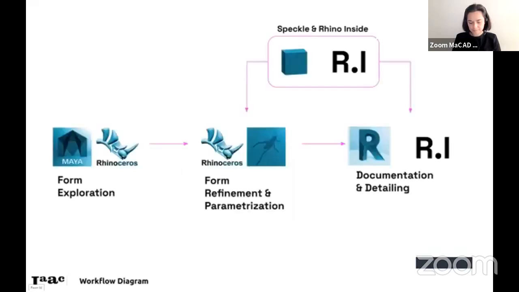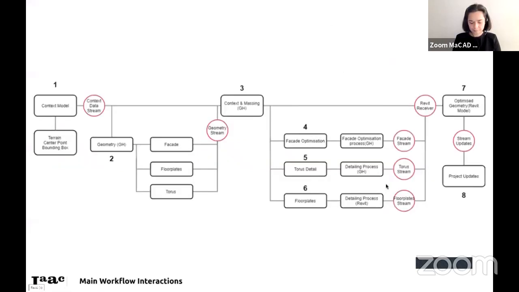So for the main workflow and interactions, our project was divided into three different phases. The first one was the form exploration process, done in Maya and Rhino, followed by a form refinement and parametrization done in Rhino and Grasshopper. And finally, we had a documentation and detailing process done in Revit. Pretty much we used Rhino Inside and Speckle to transfer data between the different software.